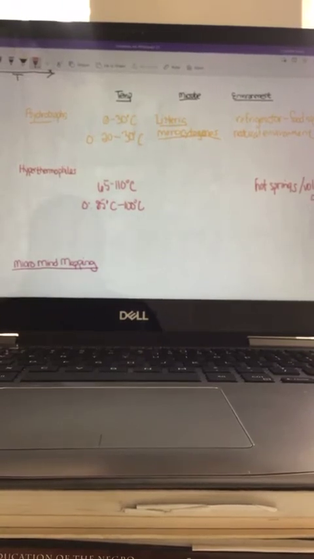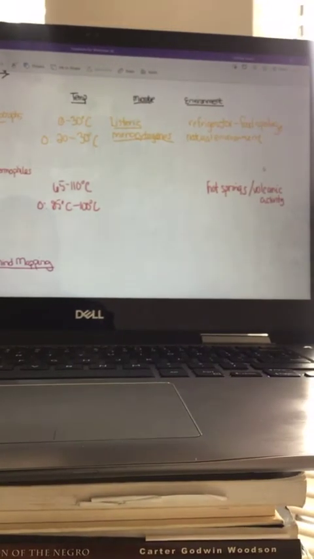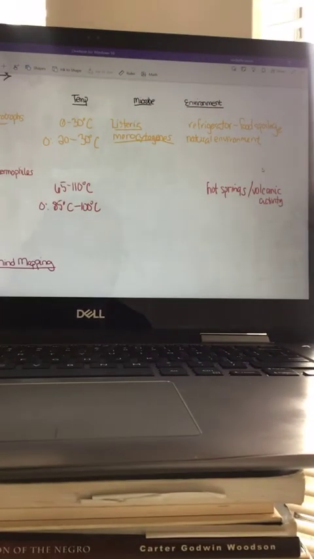I can't even see that. Let me move this. Volcanic activity.